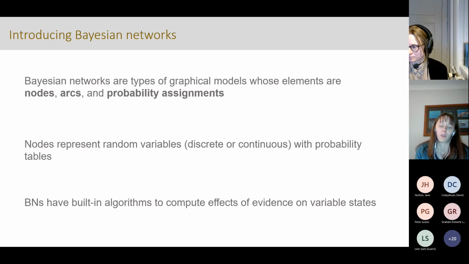And nodes have got probability tables associated with them, which show the different probabilities for each of the levels in your discrete variable. They also have built-in algorithms based on Bayes' theorem that can be used to compute the effects of changes in probability in one table and how that affects probabilities in other tables in your network.